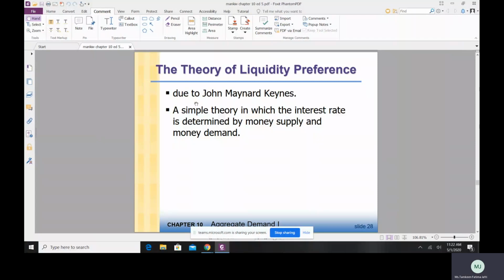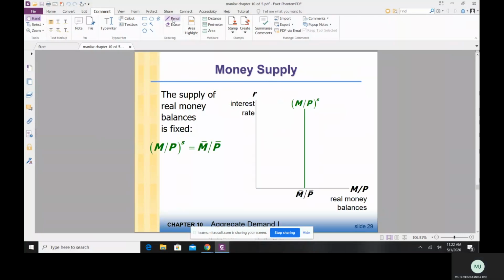Now, this theory was put forward by Keynes. He was a very popular economist. And what this theory states is that interest rate is determined by money supply and money demand. ठीक है, the simple theory which states कि जो interest rate है, it's determined where money supply equals the money demand. So this can be represented as follows.